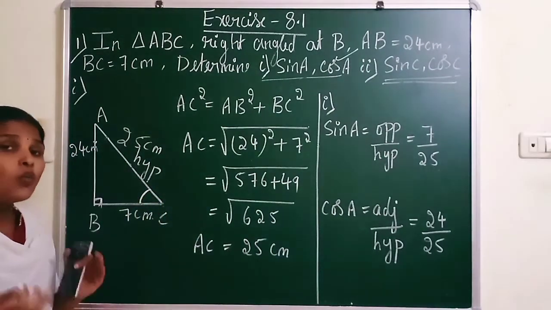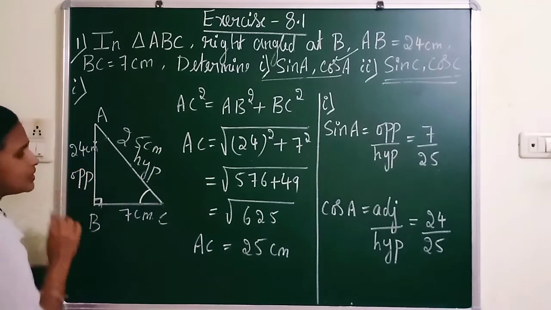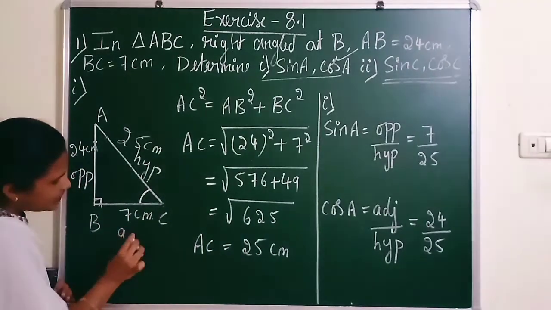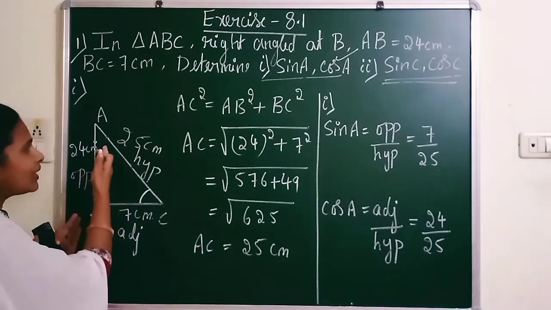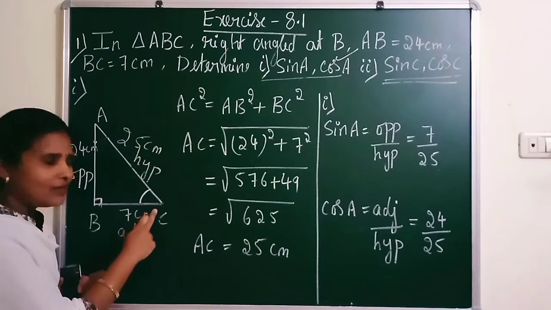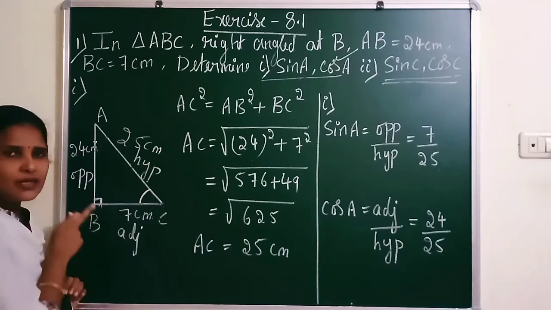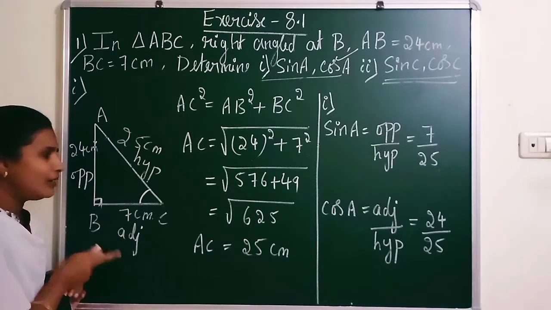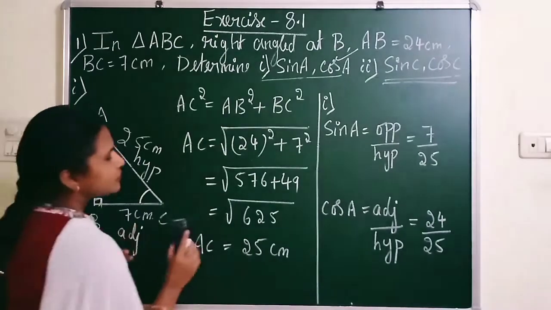Now tell me, what is opposite? Yes, AB will be the opposite and BC will become the adjacent. Why? Because the angle changed. Before, the acute angle was A. Now the acute angle I am taking as C. But the values never change. Only the position, that is opposite and adjacent, will interchange. Now this is ready for the second sub question.